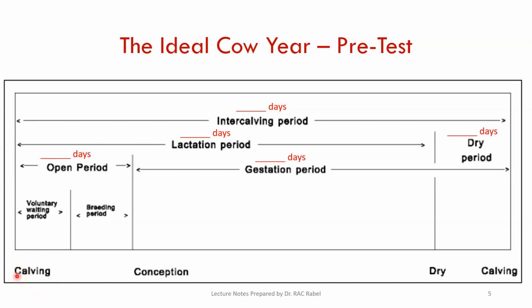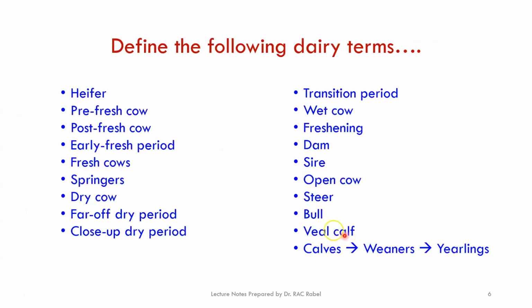So basically intercalving, right? Interval between two consecutive calvings, right? So this should ideally be 1 year, right? Because of the seasonal nature in nature, right? So every spring there will be a calf, meaning it's a 12-month interval, right?